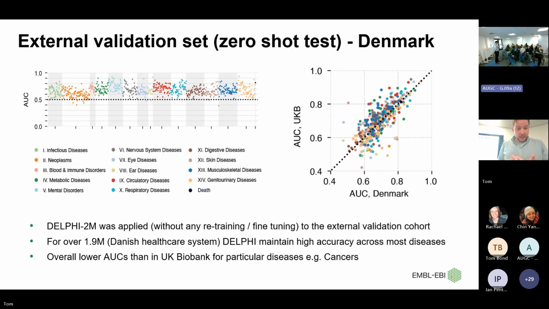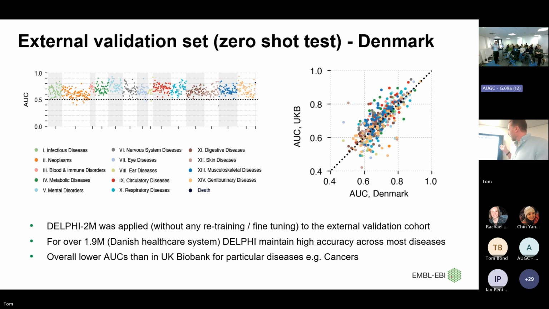So we were really lucky to have this really fully zero-shot test data set in Denmark. We essentially took a trained DELPHI model, which was trained in the UK Biobank, and only evaluated it in the Danish setting. So we didn't do any retraining or fine-tuning. And that's all summarized here in one slide. Basically, we're looking at the AUC values for those 1,200 or so diseases, and you'll appreciate that on the whole, we've got really good performance.